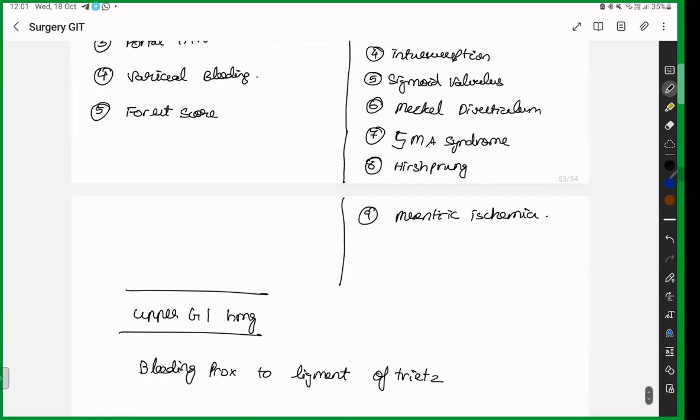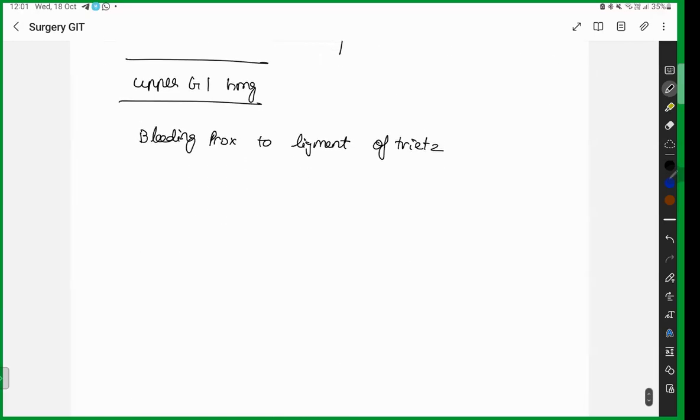Okay, so let's start with the first one, upper GI hemorrhage. What is upper GI hemorrhage? Upper GI hemorrhage is nothing but bleeding proximal to the ligament of Treitz. So when do you call it an upper GI hemorrhage? We call it upper GI hemorrhage when the bleeding is proximal to the ligament of Treitz.